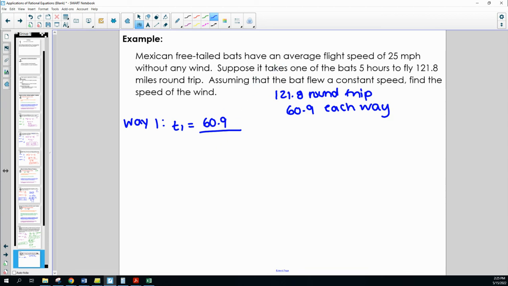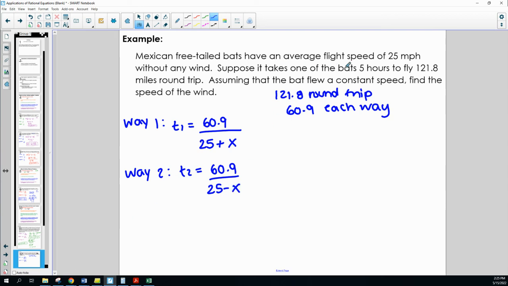And now we don't know which way the wind is going. So if the bat's flying, which way is the wind helping, which way is the wind hurting? Okay, it doesn't matter because one way it's going to help and one way it's going to hurt. So we're going to say 25 is the speed of the bat without the wind. And I'll just say this is the way with the wind, so we'll say plus x. And then way 2, we're going to have T2 is equal to, again, 60.9 because that's the distance one way, and we'll say 25 minus x.